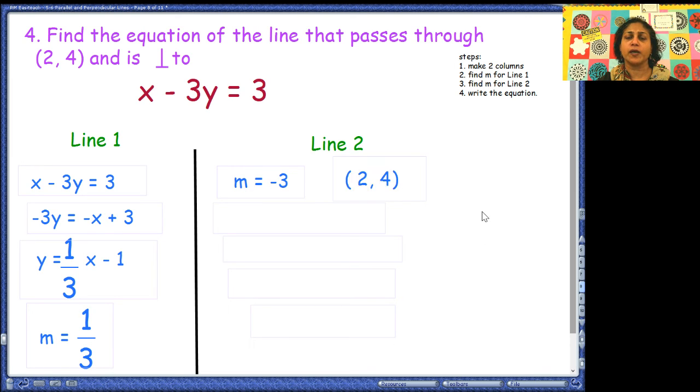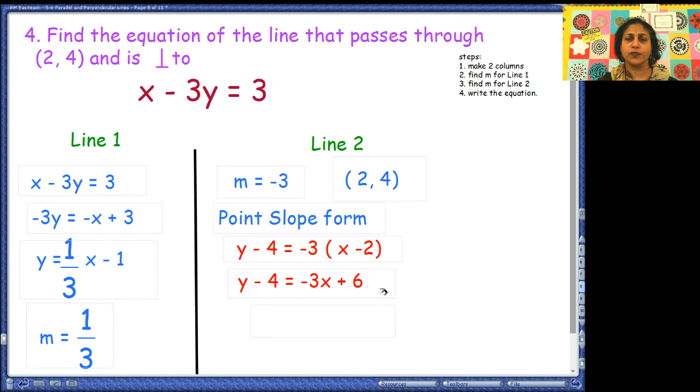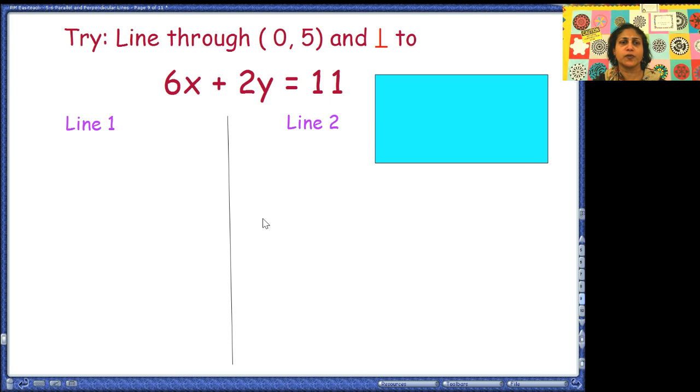This new line passes through (2, 4). Again, you're going to use the point-slope form. So y minus 4 equals -3 times x minus 2. Distribute, simplify, and that is your final answer. You want to try one more? And please pause the video so you can do this on your own.